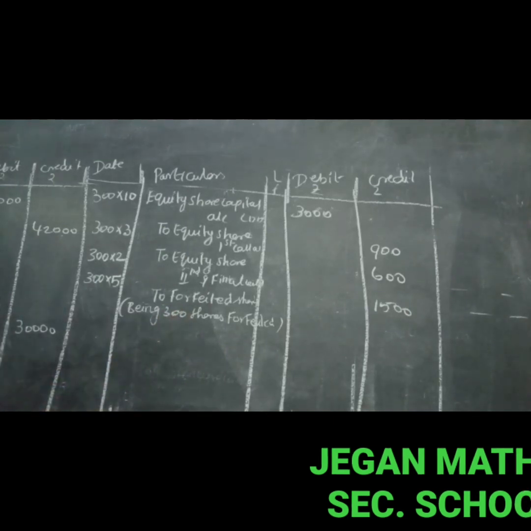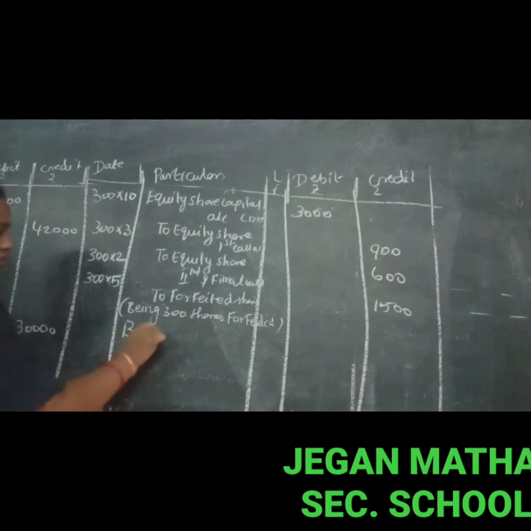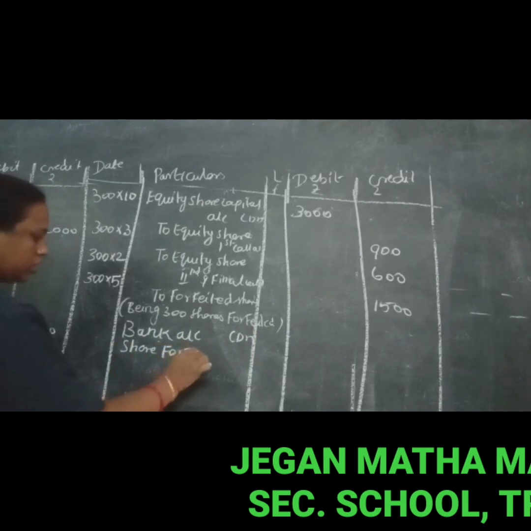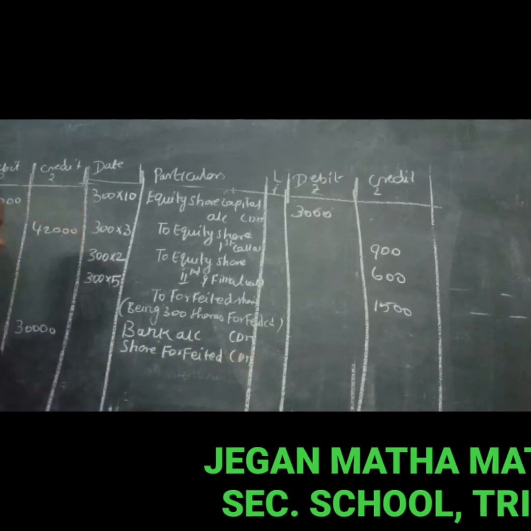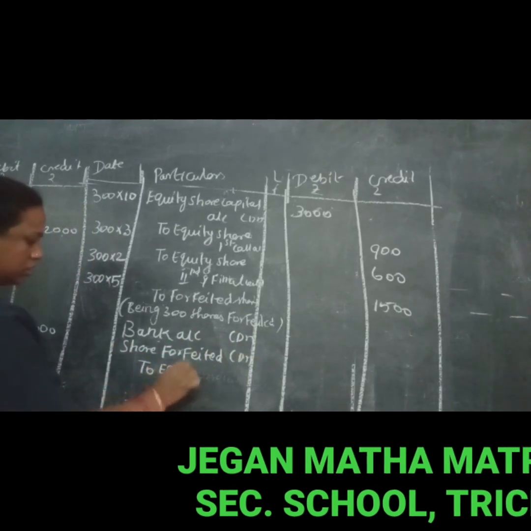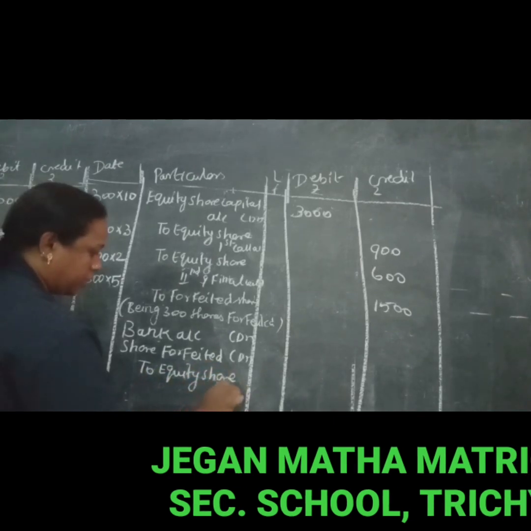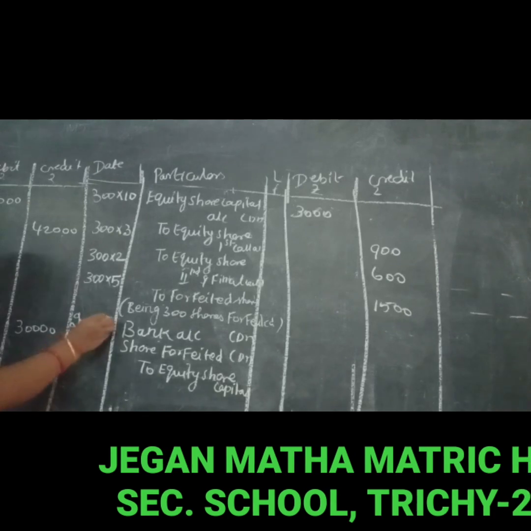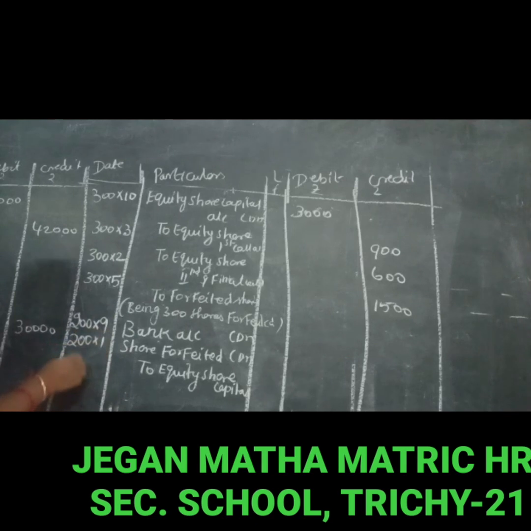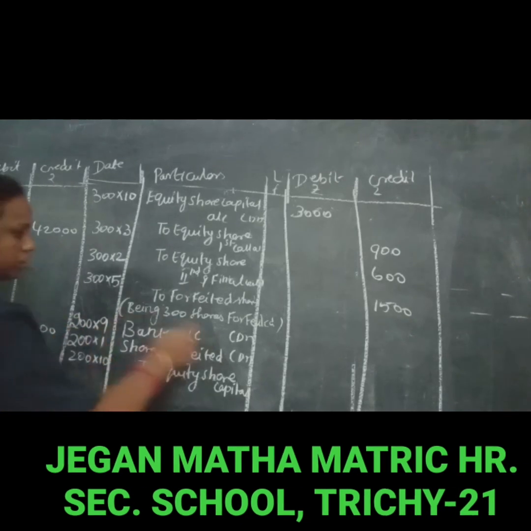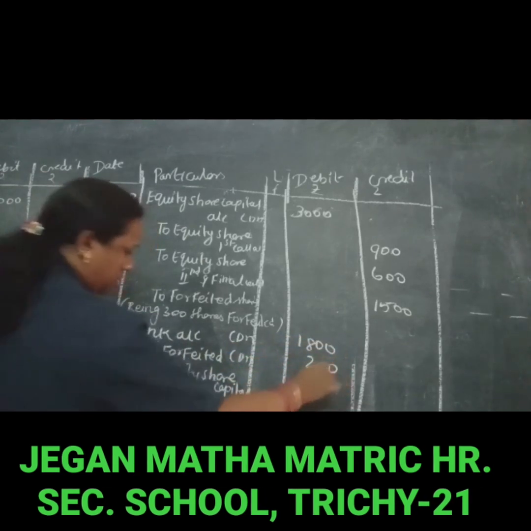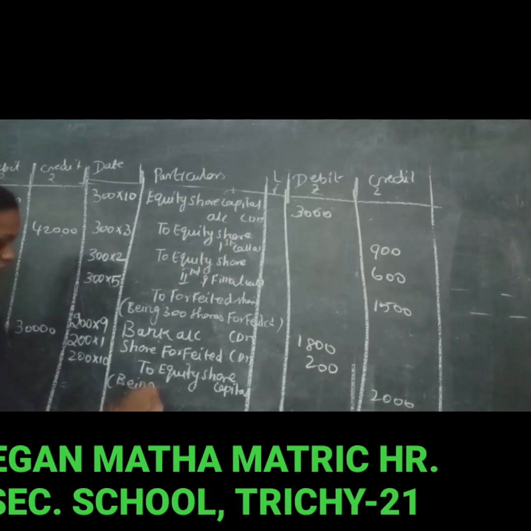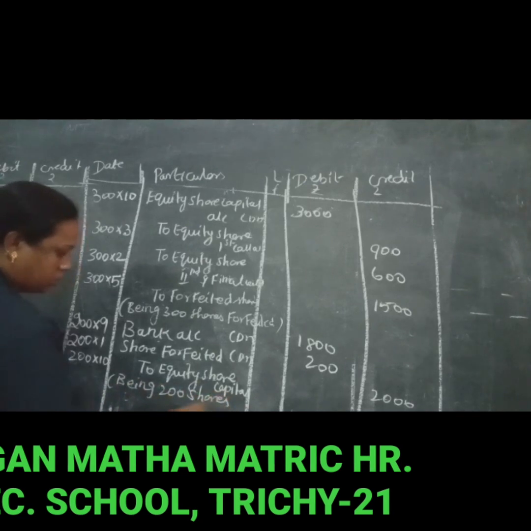Out of them only 200 shares are reissued. What is the reissue entry? Bank account debit, share forfeited account debit, to equity share capital. Only 200 shares are reissued at the rate of 9 rupees, so 200 into 9, 1,800. The remaining balance is 1 rupee per share, 200 into 1, 200. And 200 into 10, 2,000. So 200 shares are reissued.